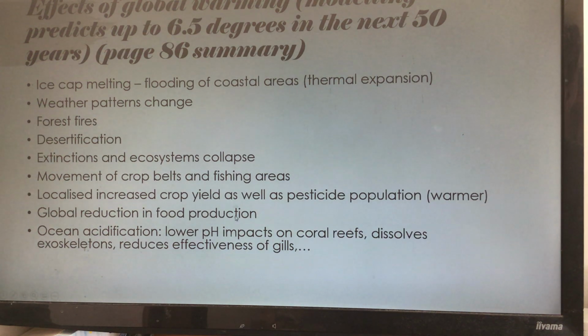So how do we work with that and around that? The ocean acidification, that's the one that your question is actually about. If you have more carbon dioxide, there will be more carbonic acid in the atmosphere and more carbonic acid in the oceans, because that carbon dioxide from the atmosphere has dissolved in it. Lower pH means literally coral reefs, the exoskeletons dissolve in the acid. It literally dissolves them. It reduces the effectiveness of fish gills.